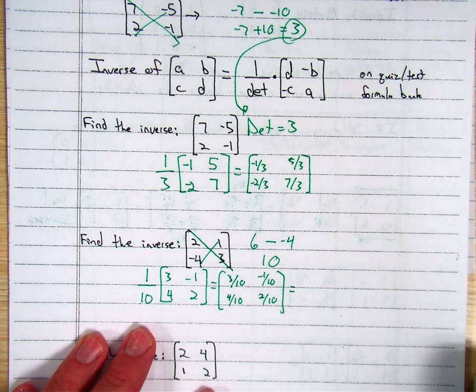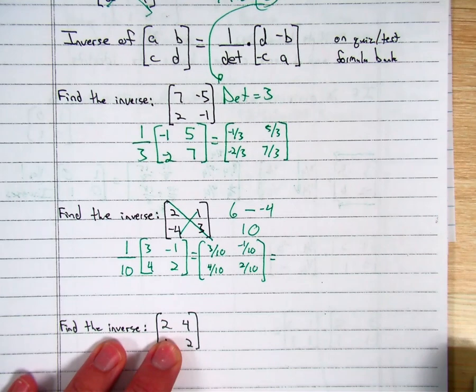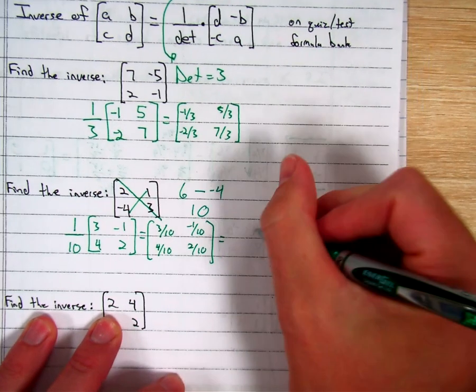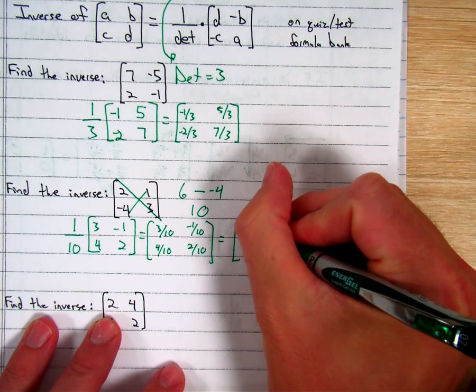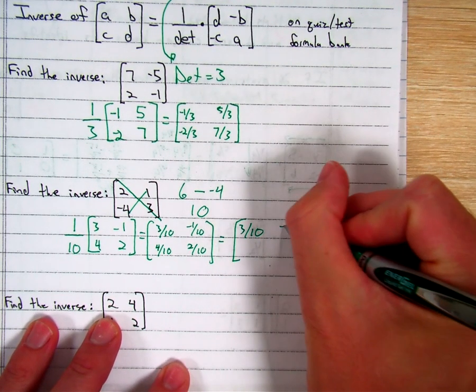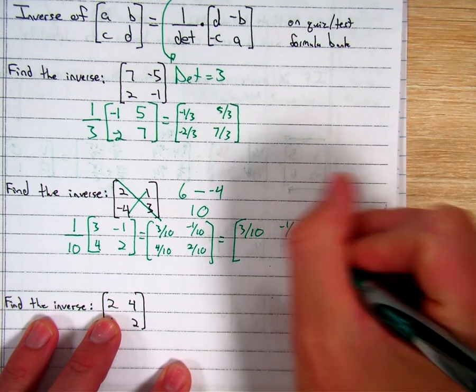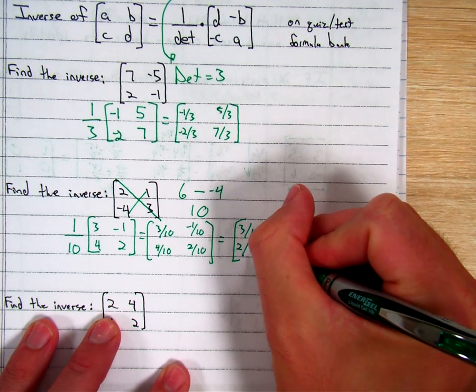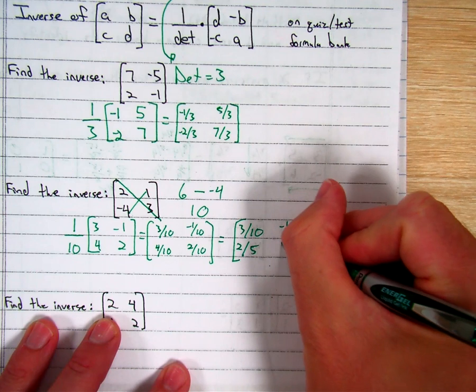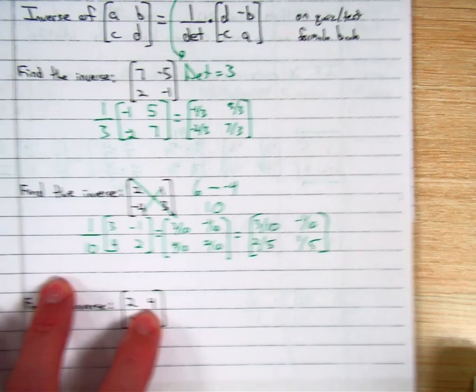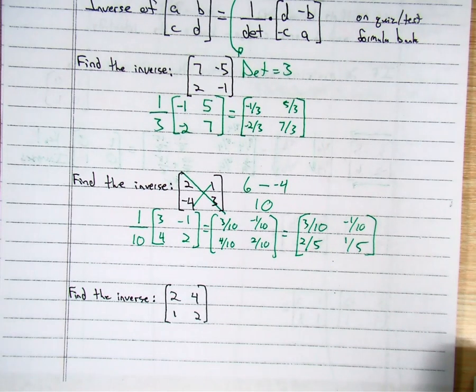Okay, and we're in Algebra 2. It's an advanced math course. We can reduce fractions. Four-tenths is going to reduce to 2/5, and 2/10 is 1/5. All right. There we go. One more to go.